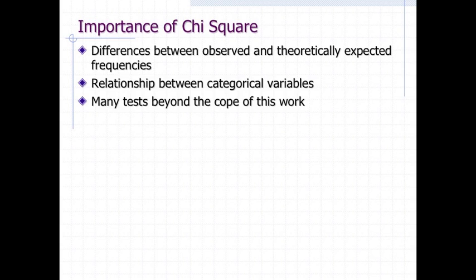The chi-square distribution has many applications. In this chapter, we will see how it is used to test differences between observed and expected frequencies. We will also see how it is used to test the relationship between categorical variables. There are numerous other statistical tests based on the chi-square distribution that will not be covered here.